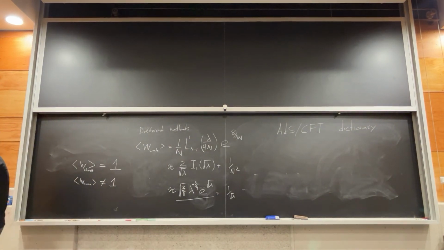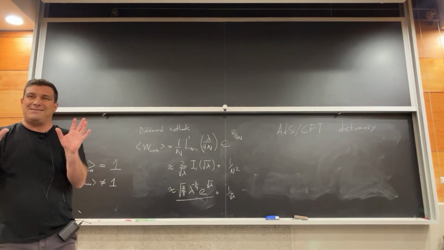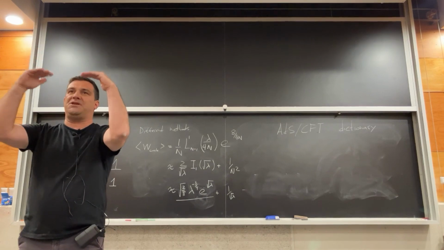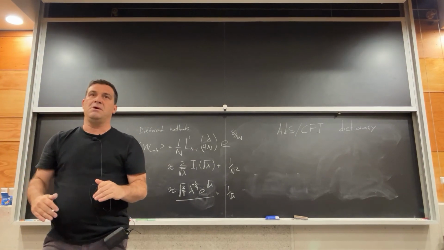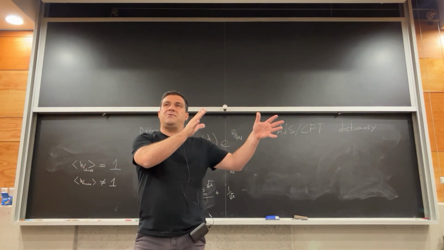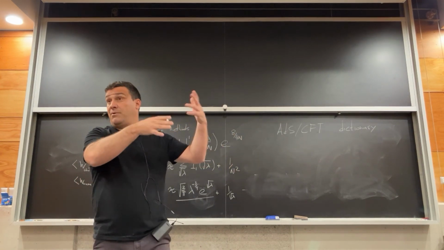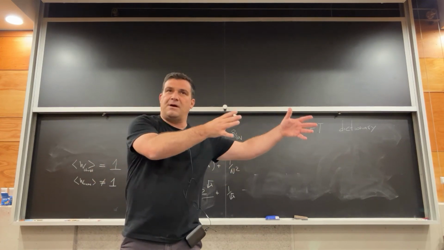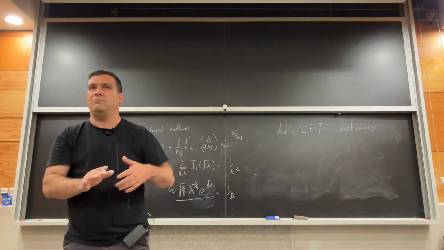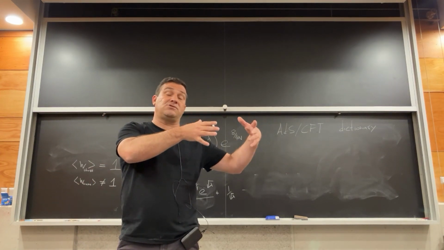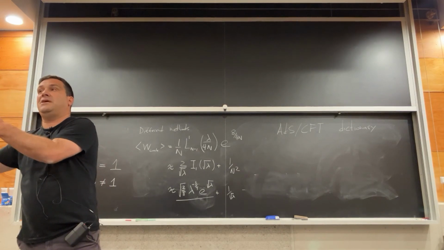AdS/CFT is a proposal that relates two theories exactly. So that means that there has to be an entry in the dictionary for every single observable in both theories. The typical observables in a gauge theory, or in a local quantum field theory, are local correlation functions of operators. That part of the dictionary was the first part that they figured out: how to compute correlation functions of local operators in the gauge theory using supergravity fields in AdS.